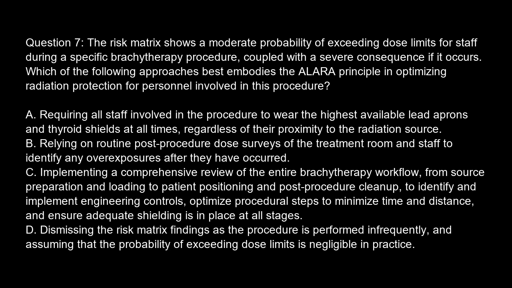Option B. Relying on routine post-procedure dose surveys of the treatment room and staff to identify any overexposures after they have occurred. Option C. Implementing a comprehensive review of the entire brachytherapy workflow, from source preparation and loading to patient positioning and post-procedure cleanup, to identify and implement engineering controls, optimize procedural steps to minimize time and distance, and ensure adequate shielding is in place at all stages. Option D. Dismissing the risk matrix findings as the procedure is performed infrequently, and assuming that the probability of exceeding dose limits is negligible in practice.